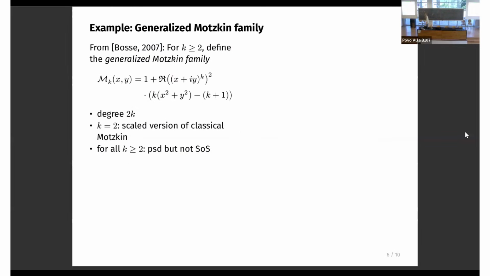Okay. And now I want to show you that this actually works quite well by a proper experiment. So we take now a family of invariant polynomials. This is a generalized Motzkin family. This I found in a paper by Boss, I think it's CWI. And looks like this. Doesn't really matter. The point is that for k equal 2, you get a scaled version of the Motzkin polynomial, and in fact, the whole family is PSD and not SOS.